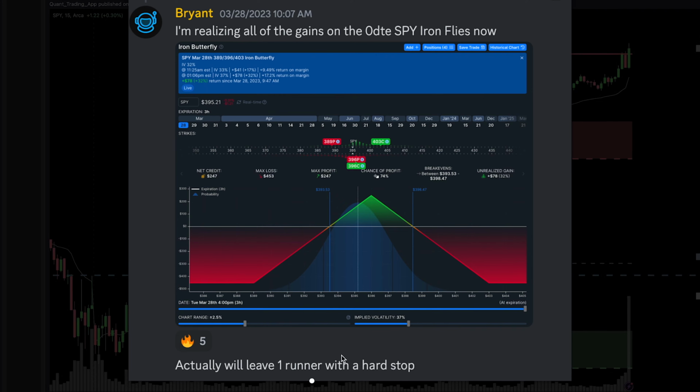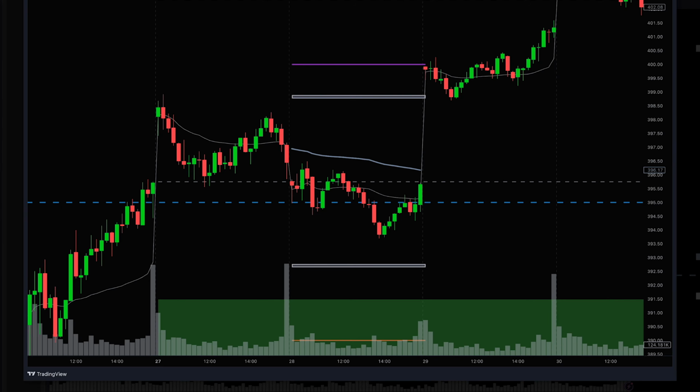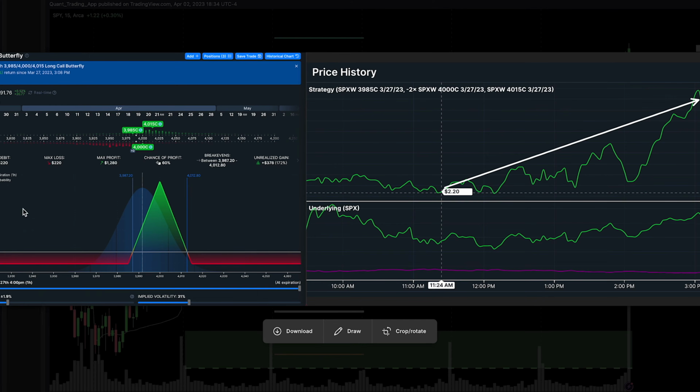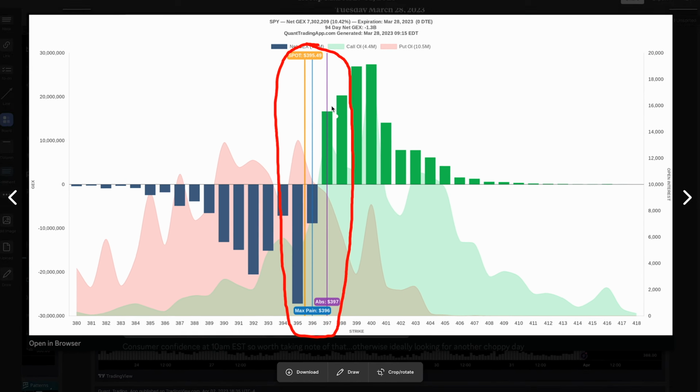And this was leaving one runner until the close, because I was still thinking that the SPY would end up closing right around where it opened, and that's exactly what happened. The reason I knew that from before pre-market was likely to happen, I didn't know this is exactly how it would play out. I just knew it was a likely scenario that it would happen. It's all because of what I saw from Quant Trading App sending to the Discord before the market opens. So whenever I see that, just so you guys know, I'm generally going to be trading the same trade.